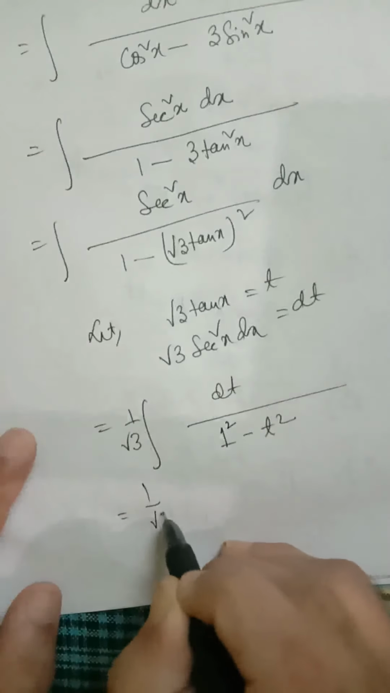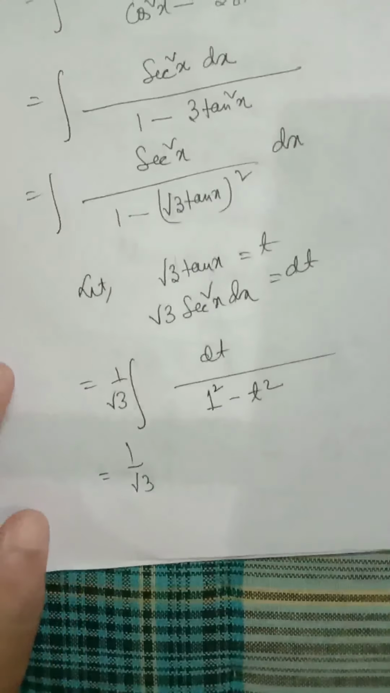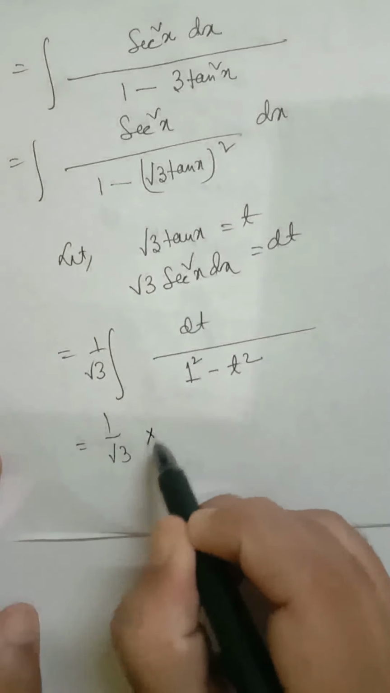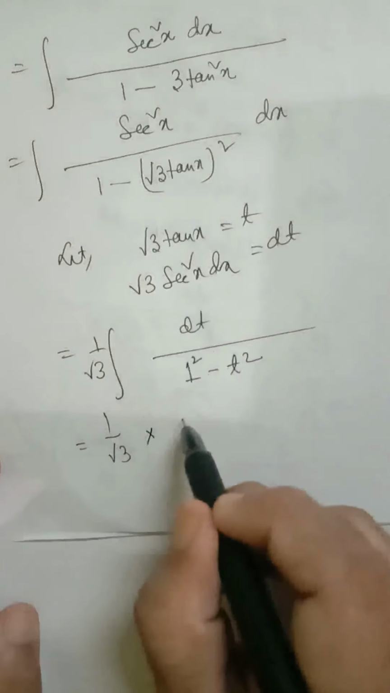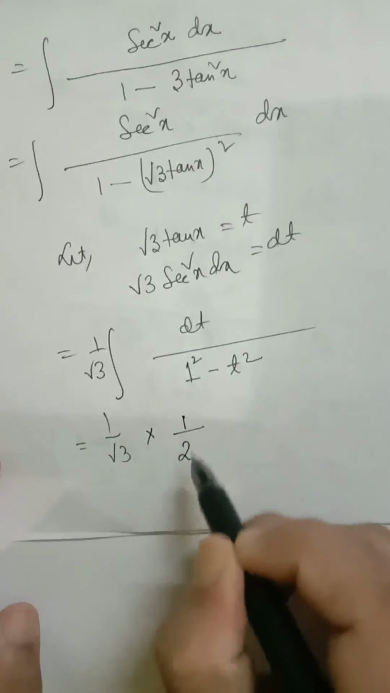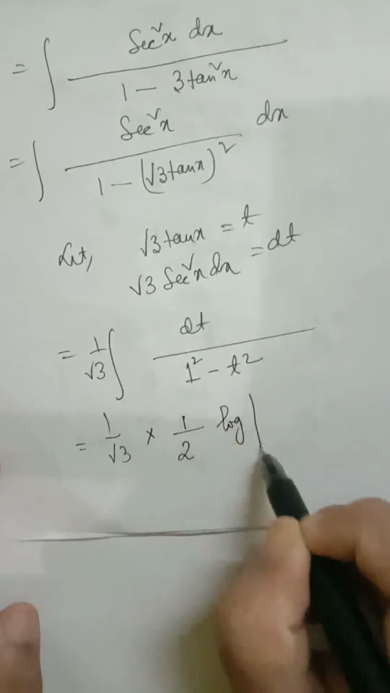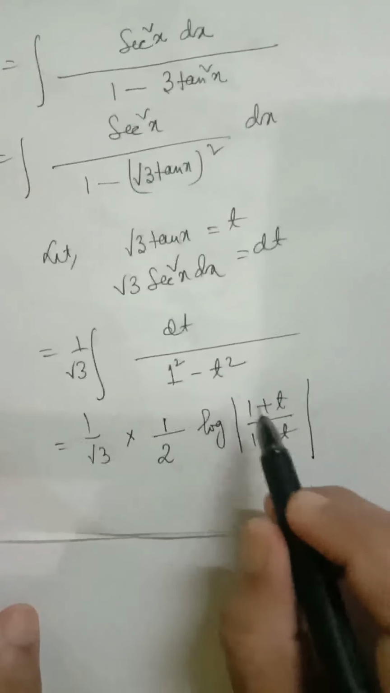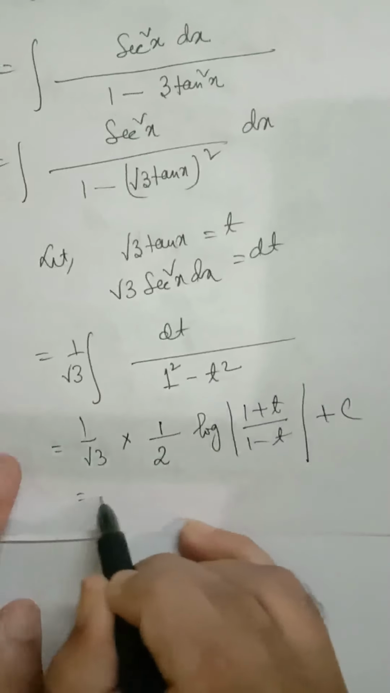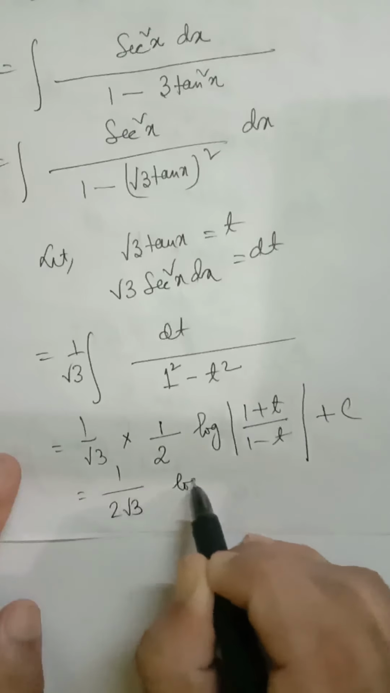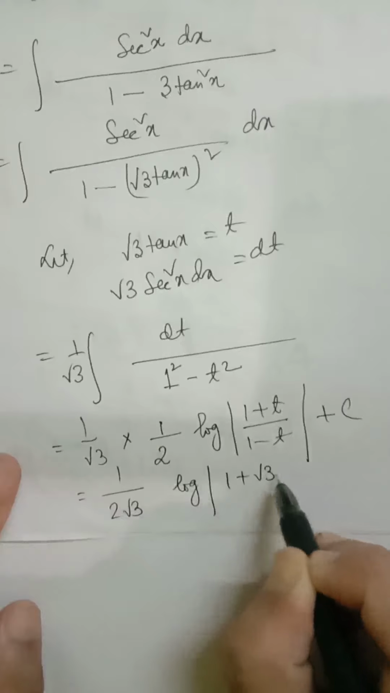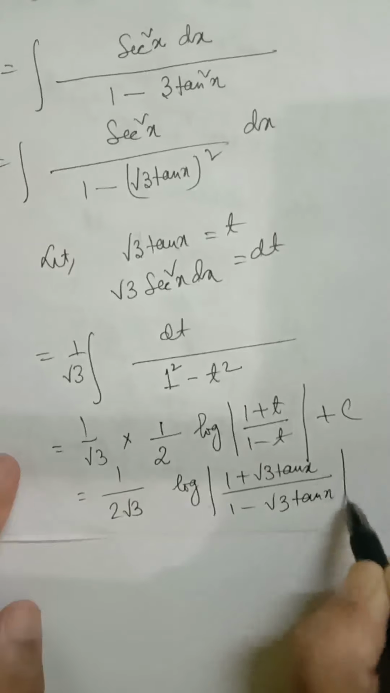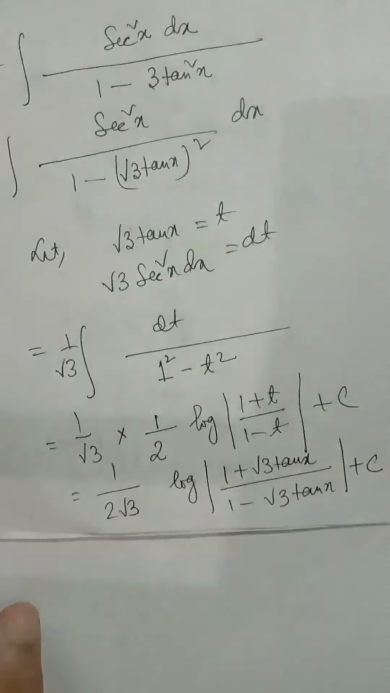So this integral is now of the form dx by a square minus x square. We know its integration will be 1 by 2a log of a plus x by a minus x. So here it will be 1 by 2 root 3 log of 1 plus root 3 tan x by 1 minus root 3 tan x, plus c. This is the answer.